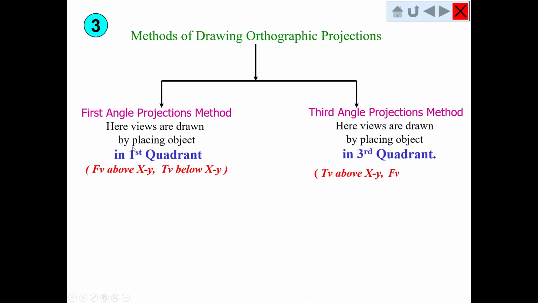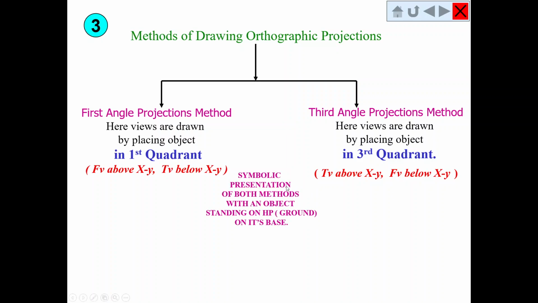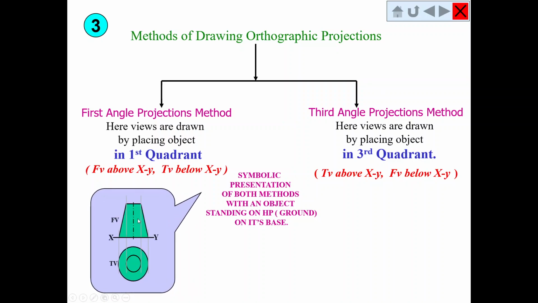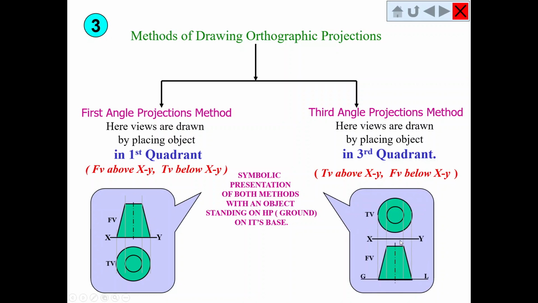Here views are drawn by placing the object in the first quadrant, and here the object is placed in the third quadrant. Remember the quadrants: first quadrant, second quadrant, third quadrant, fourth quadrant. The symbolic representation of first angle of projection and third angle of projection is this: this is the symbol of first angle of projection and this is the symbol of third angle of projection.